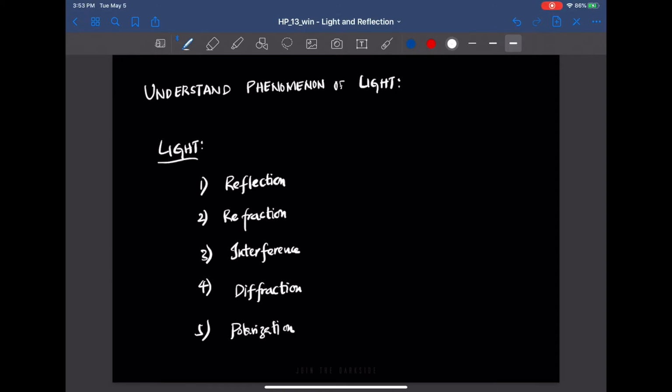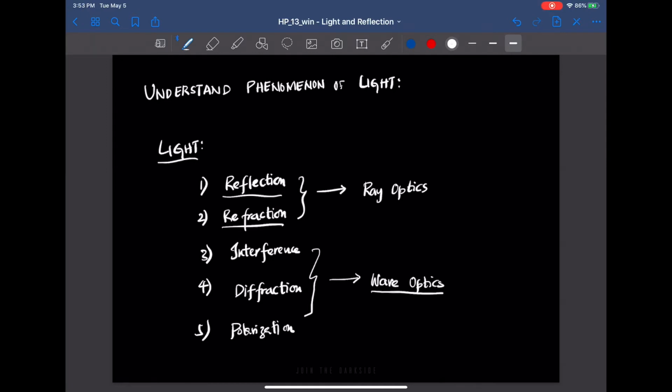One nature of light cannot explain all of the phenomena. When you consider reflection and refraction, these can be easily explained by ray optics. But when you consider interference, diffraction and polarization, these can be easily explained by wave optics. So in the first part of the chapter, we'll focus more on reflection and refraction. And then as we move on, we'll study more about the wave nature of light and how the wave nature corresponds to the properties of interference, diffraction, and polarization.